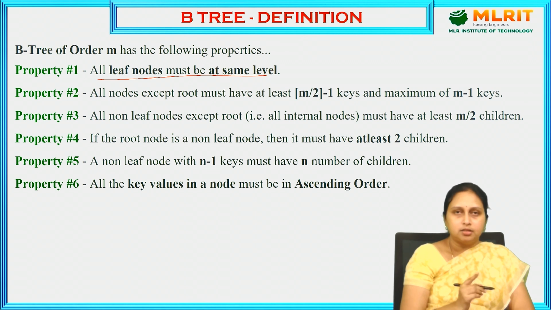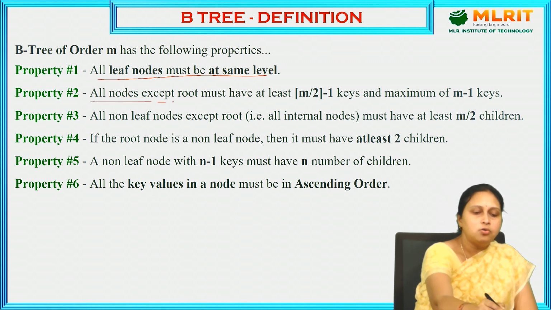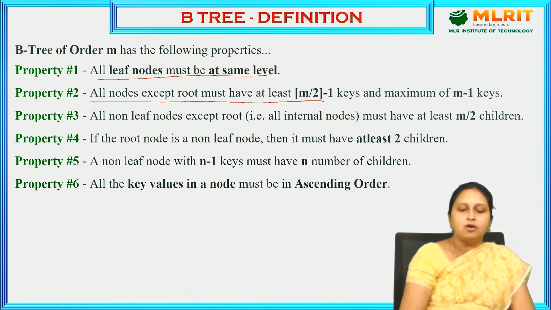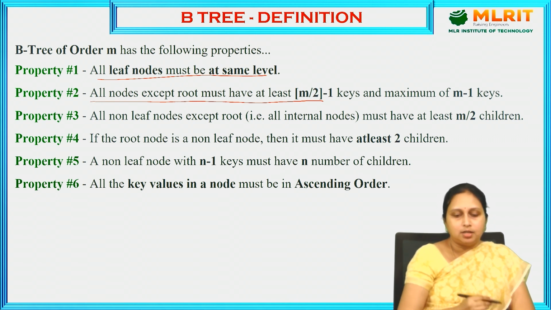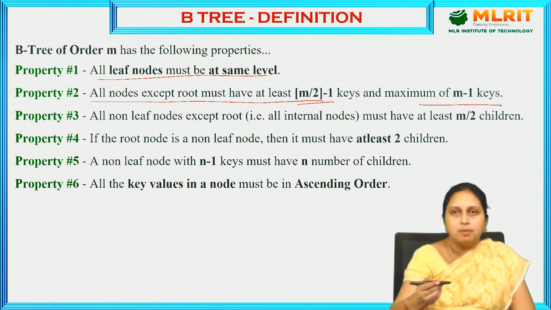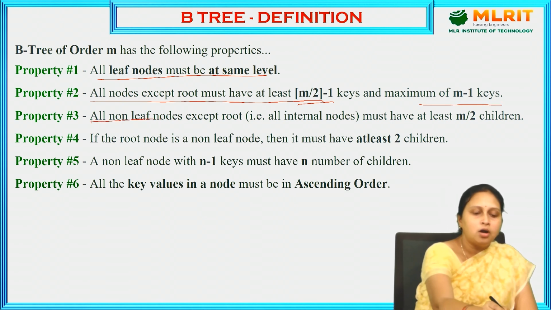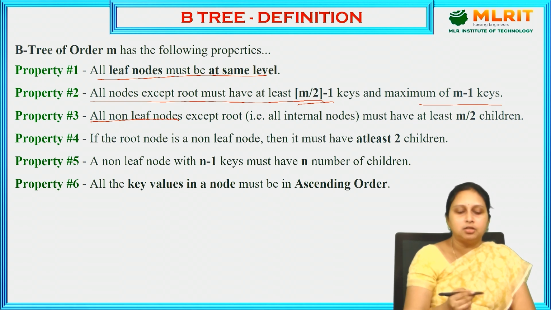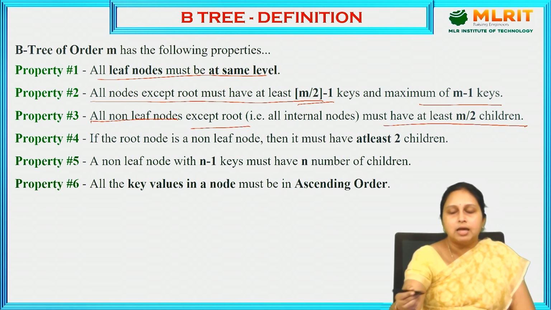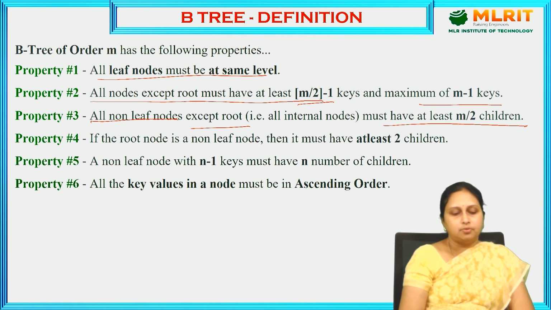Okay, that is the first property. All nodes except the root node must have at least ceil(m/2) minus 1 keys, and a maximum of m minus 1 keys. And all non-leaf nodes, that means the internal nodes except the root node, must have at least m/2 children, right? m/2 children have to be present.